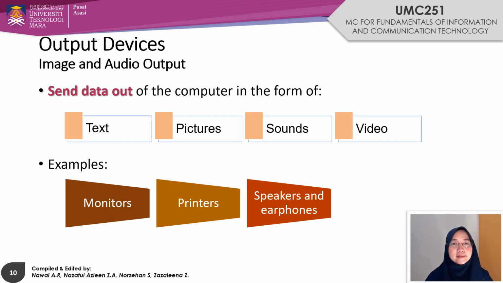An output device lets you send processed data out of your computer in the form of text, pictures, sounds, or video. The most common output device is a monitor, which displays text, graphics, and video as soft copies. Copies you can see only on screen. Another common output device is a printer, which creates hard copies. Copies that you can touch so you can print text and graphics. Speakers and earphones or earbuds are output devices for sound.